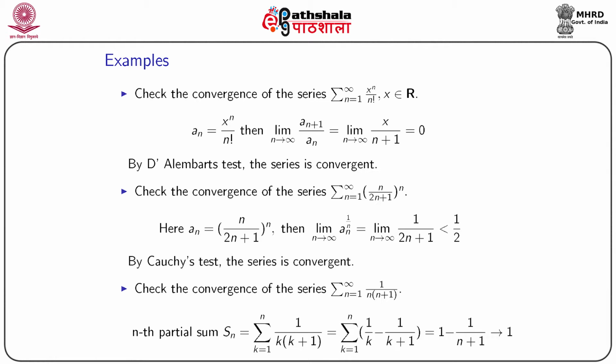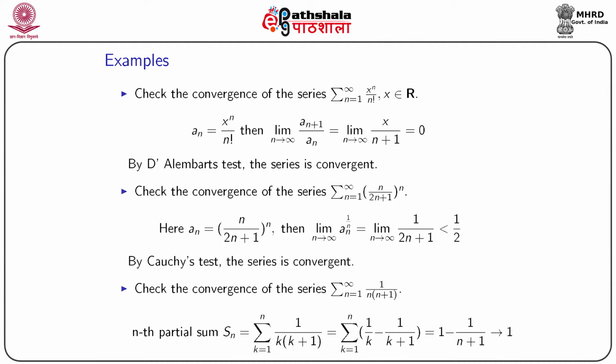For the second example, consider the series sum over n from 1 to infinity of n over (2n plus 1), all to the power n. So this is my a_n: n by (2n plus 1) to the power n. If I take the nth root, that means a_n to the power 1 over n, and check the behavior when n tends to infinity, taking the limit as n tends to infinity, we are left with the limit of n over (2n plus 1), and this is less than half. So by Cauchy's test, this series is convergent. As a third example, consider the series 1 over n times (n plus 1).